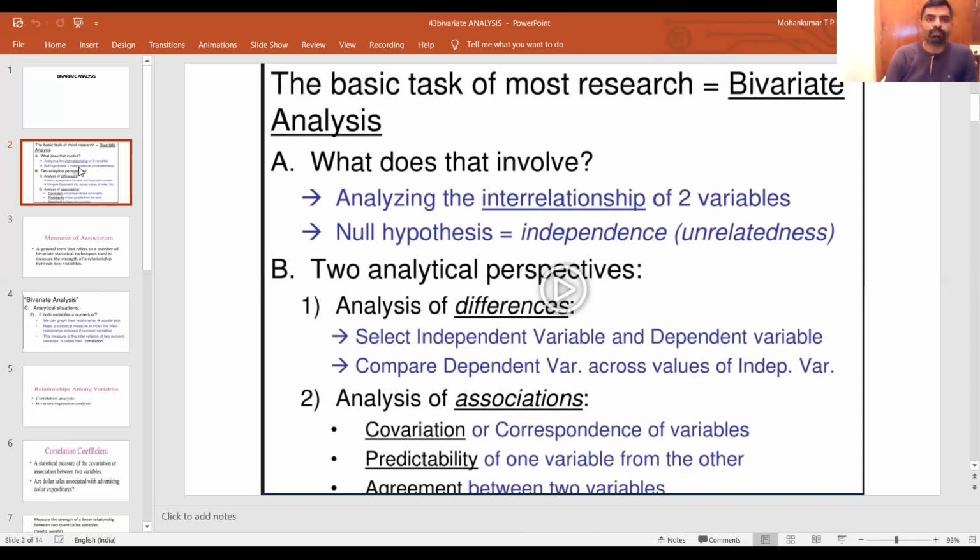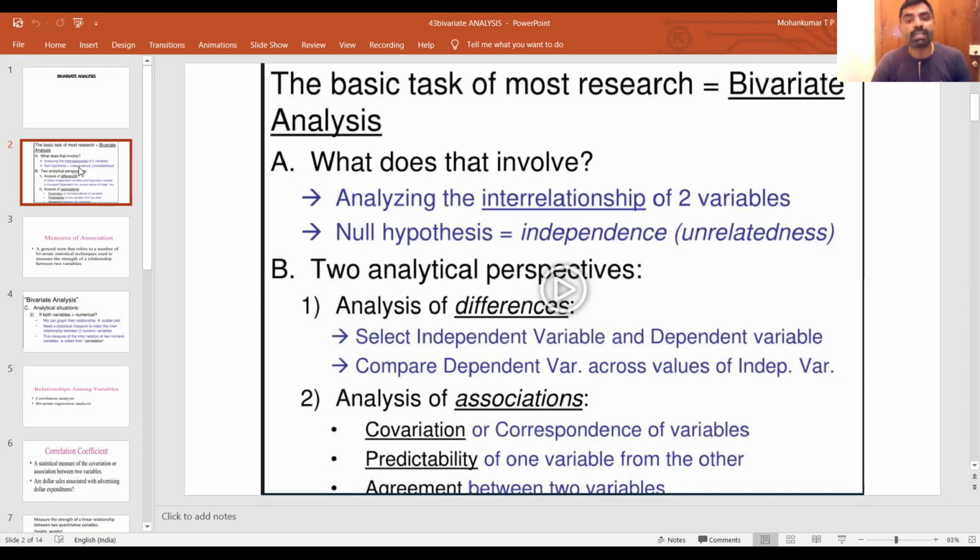Bivariate analysis. The basic task of most research is bivariate analysis. What does that involve? It analyzes the interrelationship of two variables, and it also helps to test the null hypothesis. If there is no relationship between two variables, or they are unrelated, then that hypothesis is going to be rejected. That's called the null hypothesis, which is equal to independence. It's nothing but these two variables being unrelated.